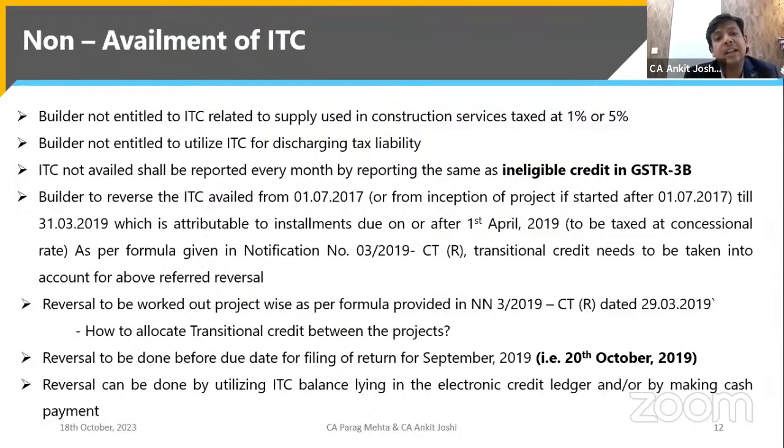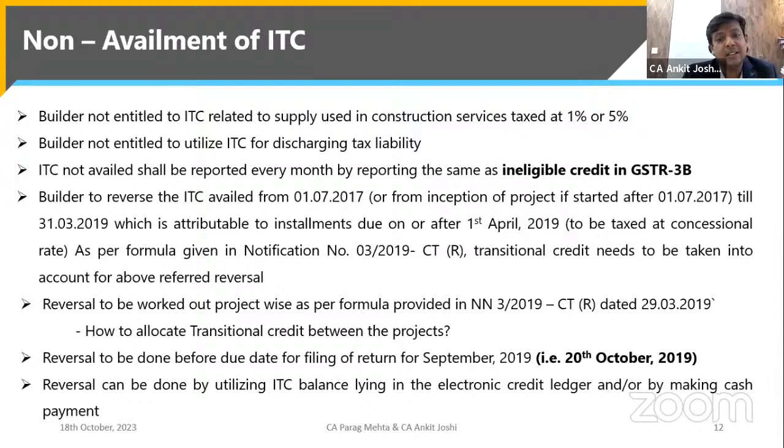Now, one of the queries that had come initially, and there might still be some queries, is what happens to the transitional credit? If there is a society and multiple projects were going on till 31st March 2019, or at the inception of GST, and all ITC in relation to that was passed on as transitional credit, then if I want to reverse the transitional credit in respect of this new scheme, how does one allocate the transitional credit between the projects which are ongoing?